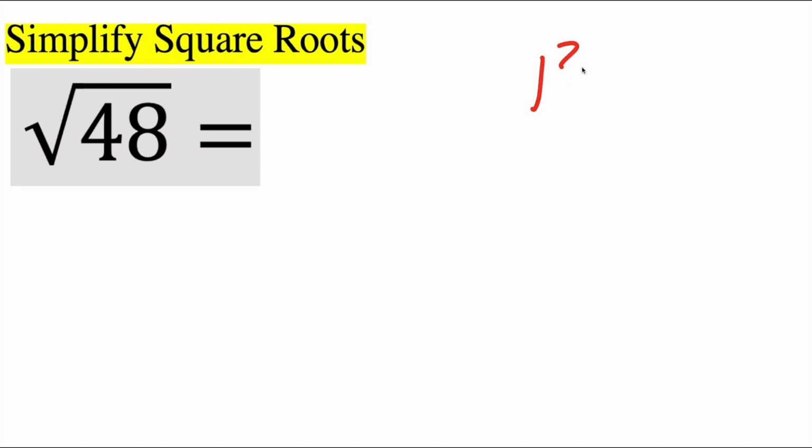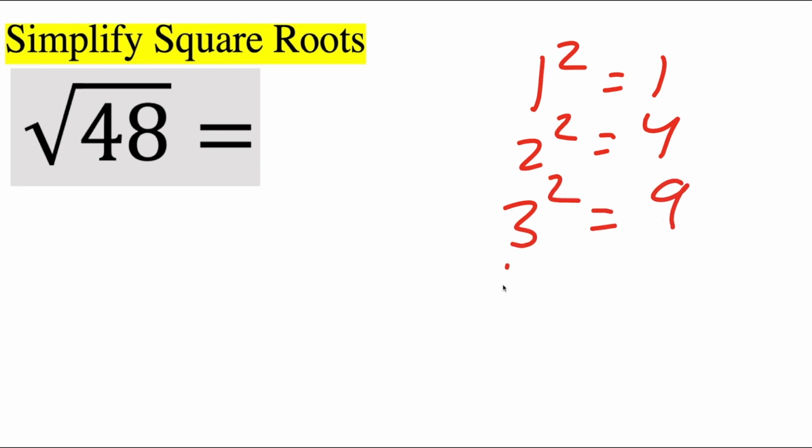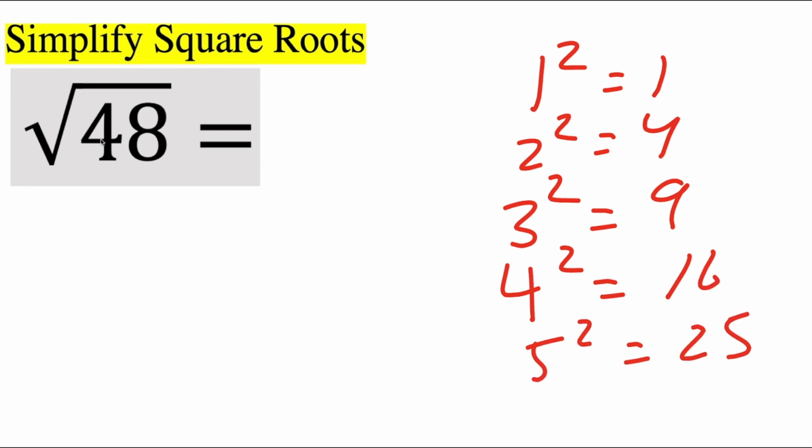Let's list it out. So 1 squared is 1. 2 squared is 4. 3 squared is 9. 4 squared is 16. 5 squared is 25. I'll stop here. Now looking at my list, the biggest one that I can divide 48 by would be 16, because 48 divided by 16 is 3. So we're going to rewrite this as the square root of 16 times 3. 16 times 3 is 48.